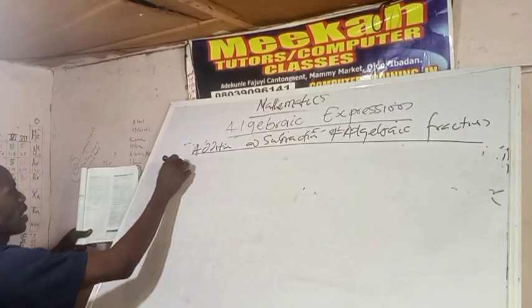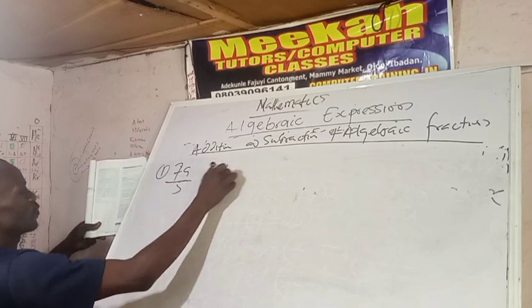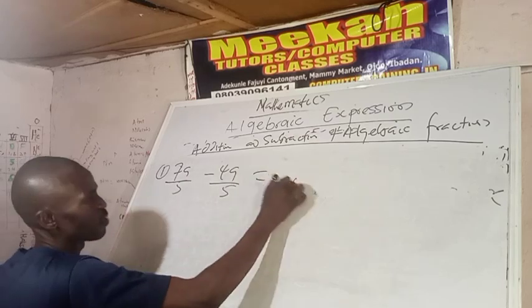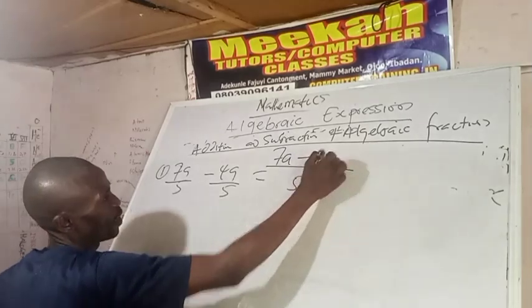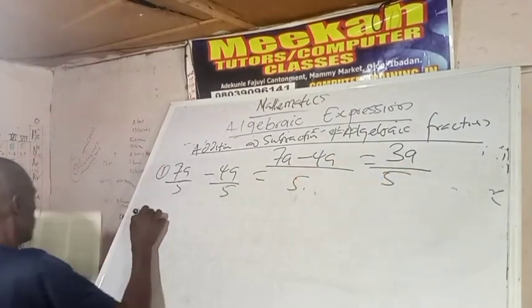What if you have, number 1, 7a over 5 minus 4a over 5. They both have a common denominator. Don't waste your time. Write one of it and rule it. They become what? 7a minus 4a. What do you have here? 3a over 5. Number 2.